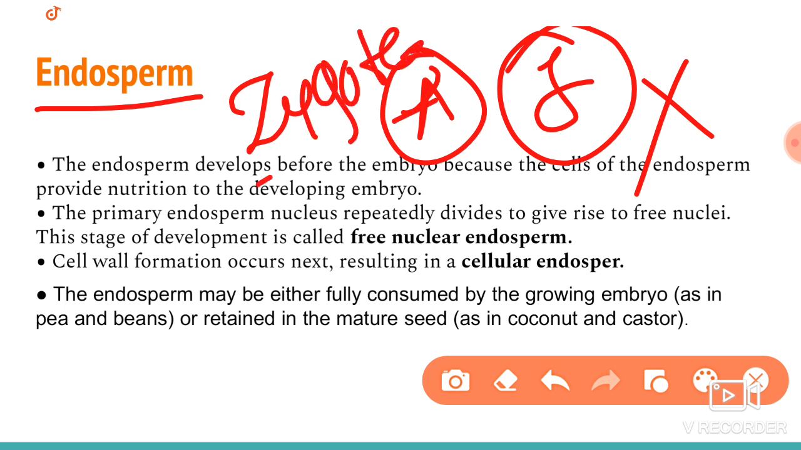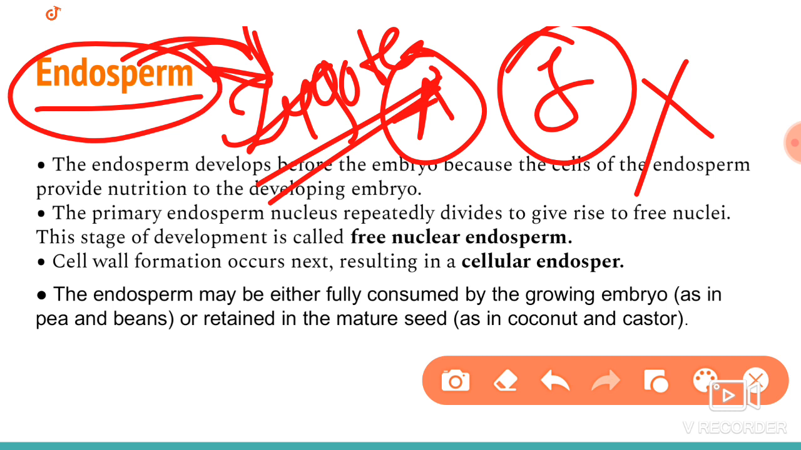So the zygote needs energy or ATP, and that energy is mainly provided by the endosperm. Endosperm will give the nourishment to the developing embryo. Endosperm will give the nourishment to the developing zygote or developing embryo. So for that purpose, first there is a formation of the endosperm, not the embryo. Okay, first there is a development of the endosperm, and this endosperm will give the nourishment to the developing embryo. Okay, this is the concept.